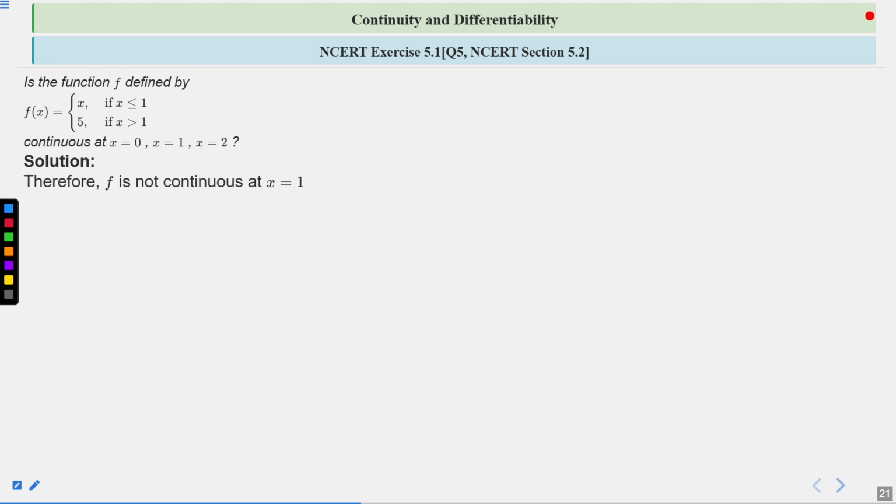Therefore, we can say that f is not continuous at x equal to 1, right? We can easily say that the function is not continuous at x equal to 1. Now, let us check at x equal to 2.